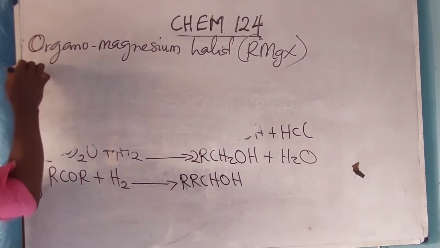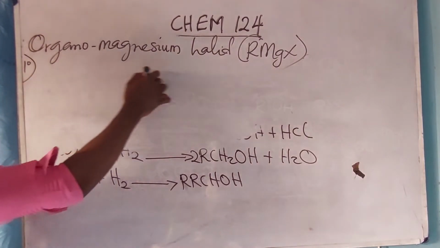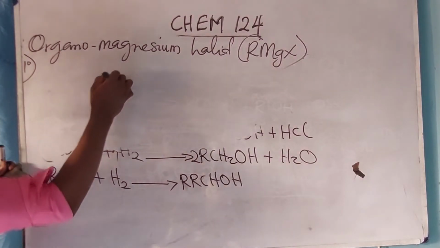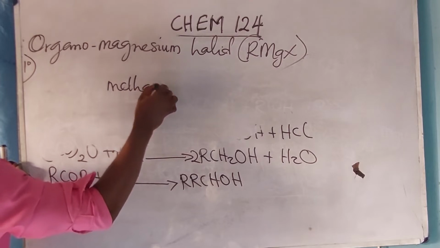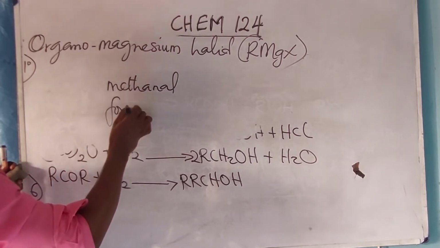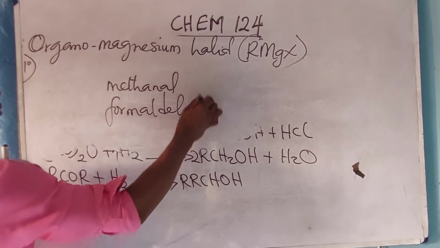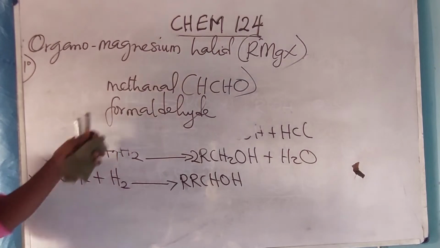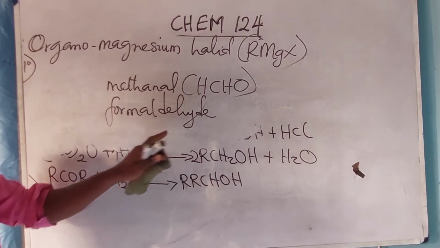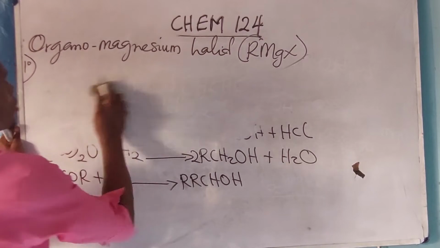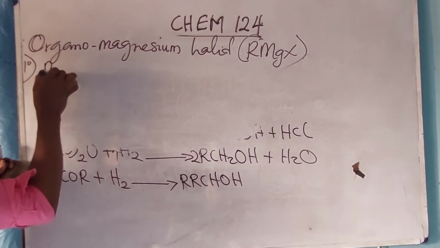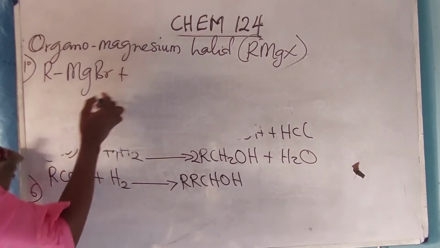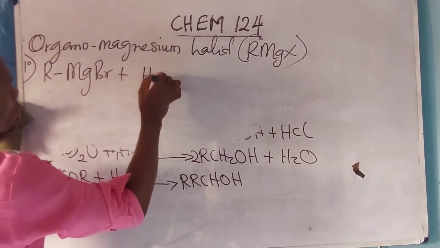Now, primary alcohol is produced when this Grignard reagent reacts with what? Methanal. Another word for methanal, please. The trivial name of methanal is what? Formaldehyde. And this is the chemical formula HCHO. This methanal, otherwise called formaldehyde. Take note of that. So let's take it. Grignard reagent reacts. Let me use bromine. React with what? Formaldehyde.